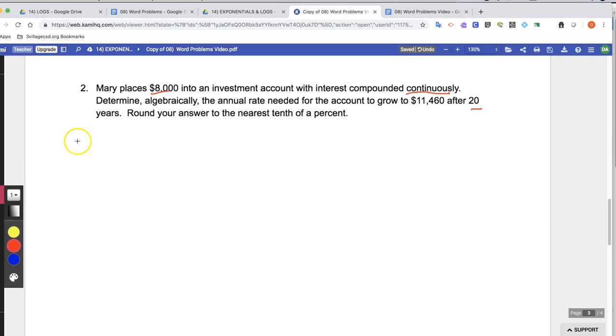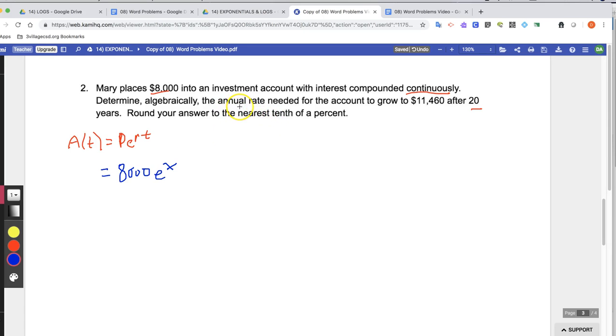So because Mary is invested in an account that compounds interest continuously, we're going to use that formula, which, if you recall, again, was our PERT formula. And we can start by just plugging in the values that we know that are given in the problem. So remember, P is the initial investment, and that is the $8,000. e is our special number, just like pi, very, very special. r is the interest rate, and that's what we're actually being asked to solve for. We have to find the annual rate.